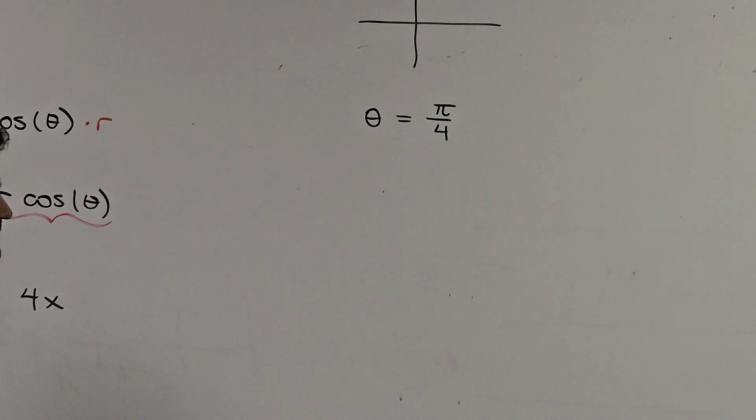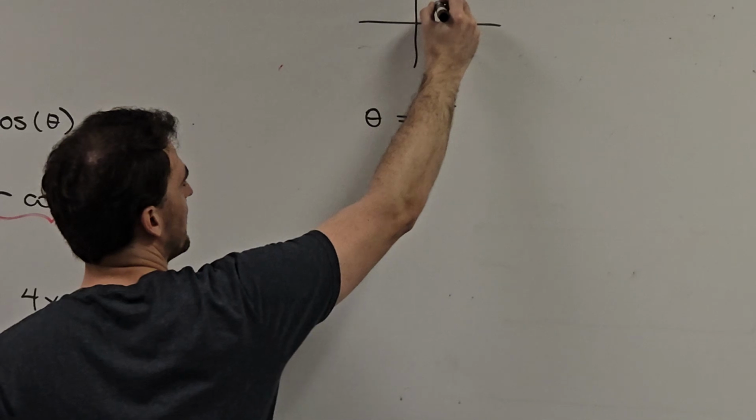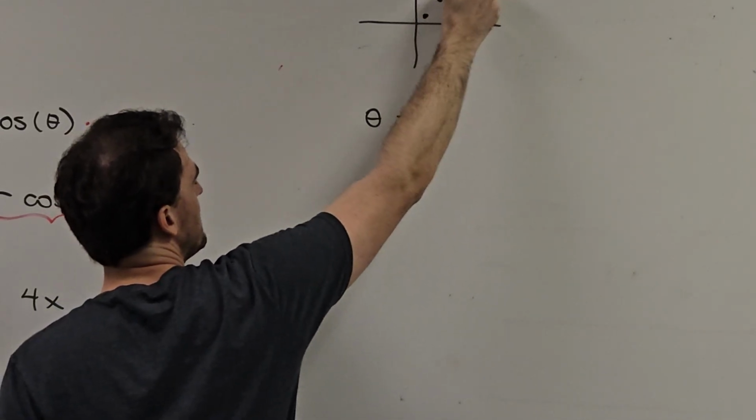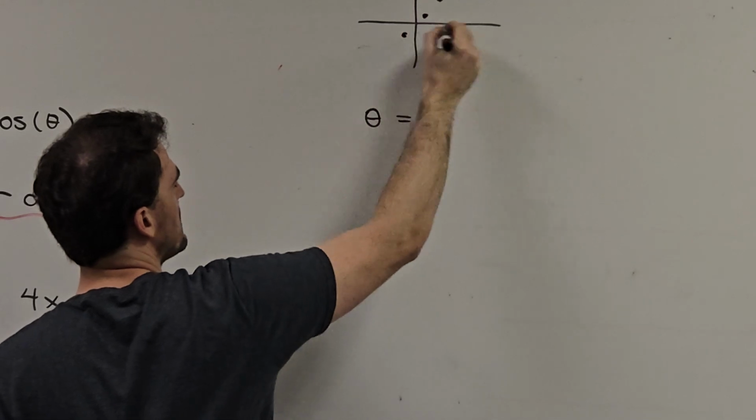Radius. I guess you have to go out at an angle of pi over 4 first. Okay. And then the radius could be anything. Could even be negative.